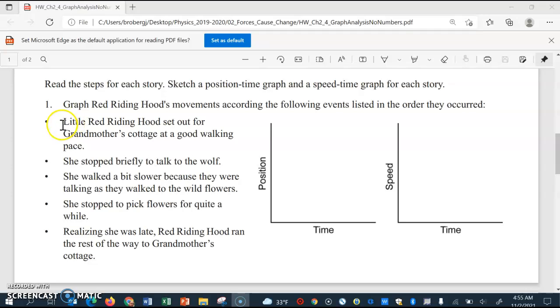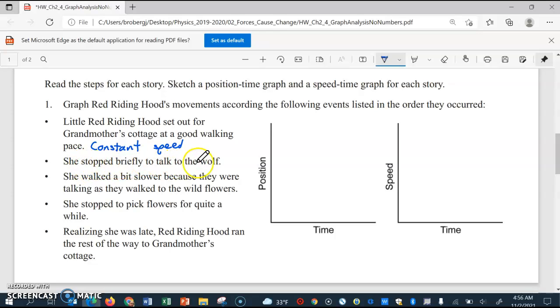Okay, so it says, for the first part, Little Red Riding Hood sets out for grandmother's cottage at a good walking pace. When we say a good walking pace, this doesn't sound like accelerating. This sounds more like she is moving at a constant speed. So I'm going to write this down, and I want you to write this down on your paper. You need to write down what's happening at each step, and then we'll draw out the graph. But you need to show this to your guest teacher. So the first part of the graph is going to look like constant speed.